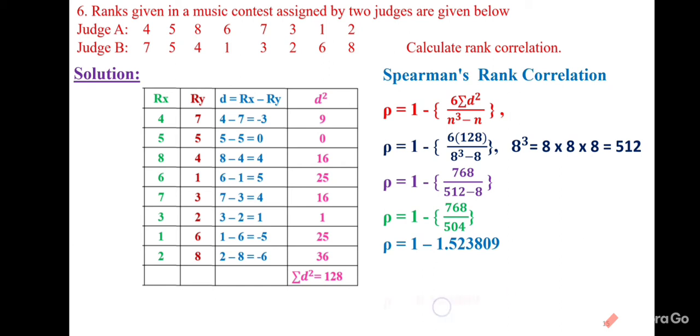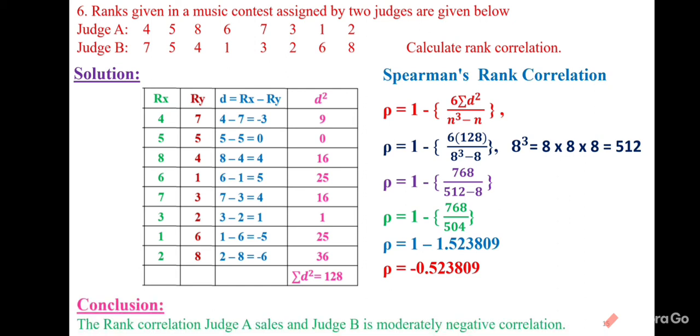Simplify: 1.523809. Simplifying further, we get minus 0.5238. This value lies between minus 0.75 and minus 0.25. So we can write that judge A and judge B have a moderately negative correlation. So if the ranks are given directly, we can use them and follow this method.